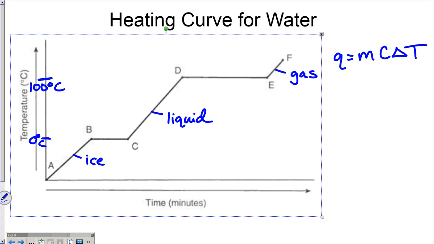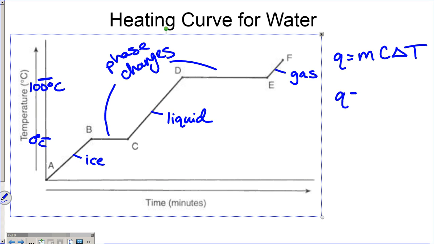But you need to make note of when the temperature is not changing. Between B and C and between D and E, those are phase changes. So the temperature is not changing, and you need to use a different equation. Remember, when the temperature is not changing, that's when we use our Q equals, and in Chem 1, you had values on your reference sheet for joules and grams. With AP, you're going to be given values in kilojoules per mole. So our equation looks a little different.